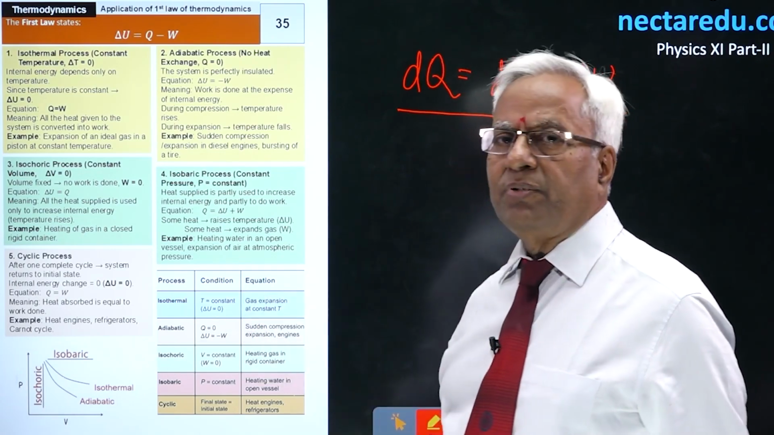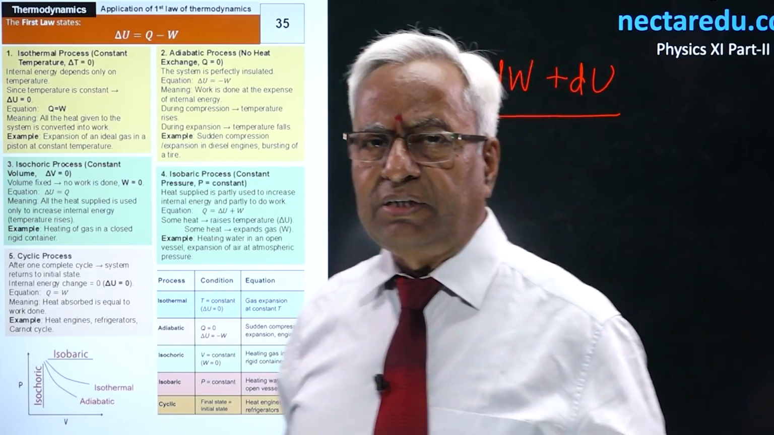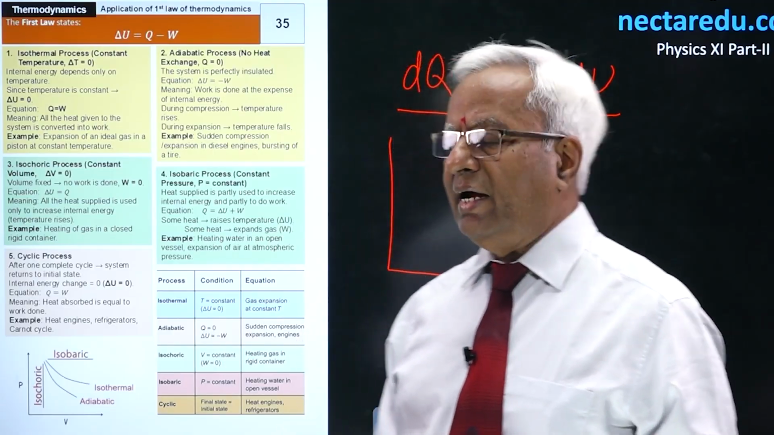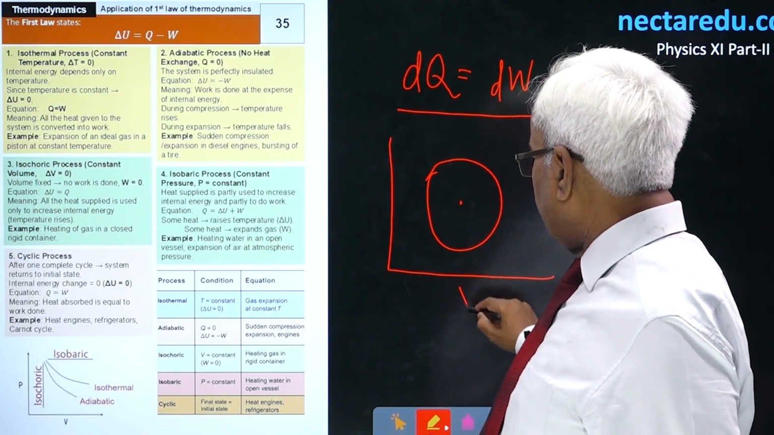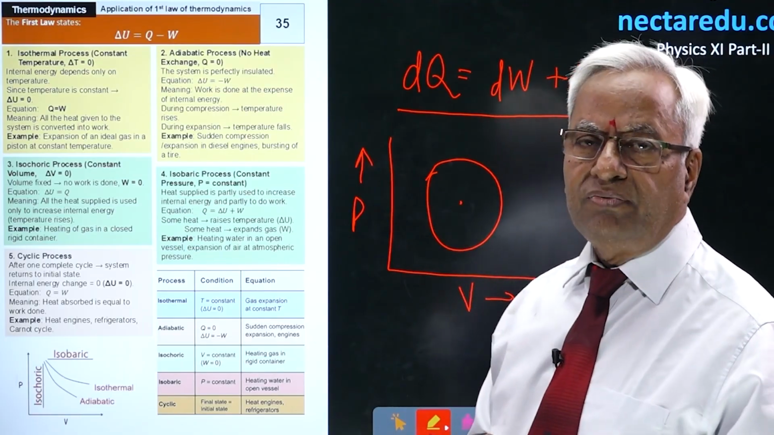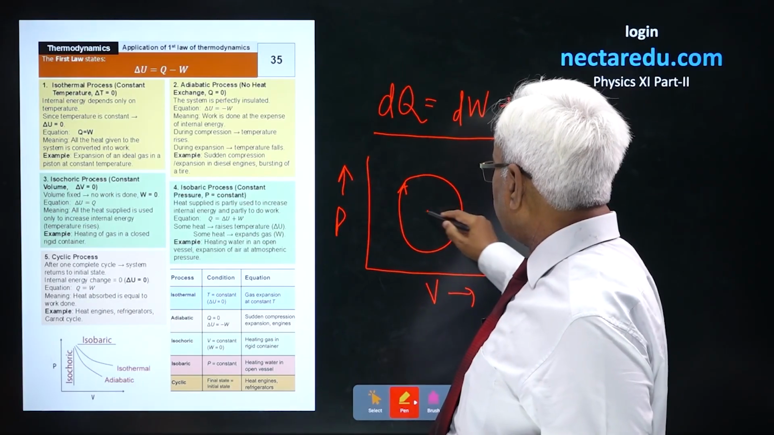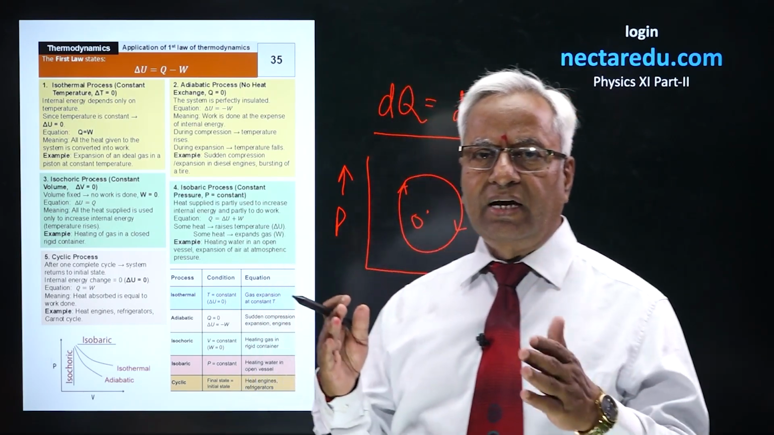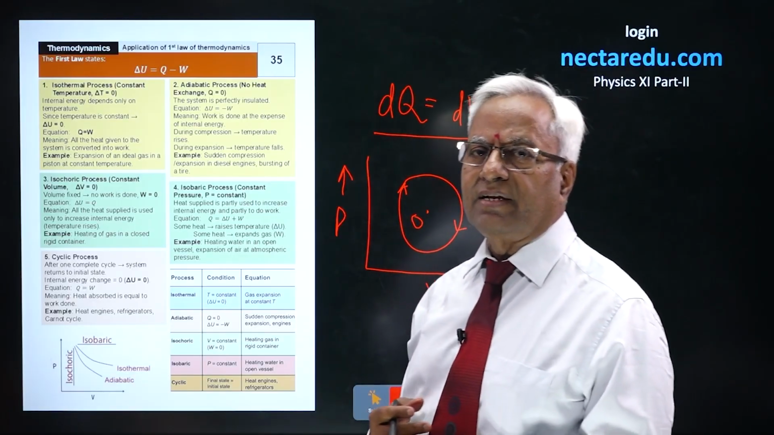Then the cyclic process, already elaborated. These processes are represented by some loop or enclosure on the PV diagram, and suppose this is circular, then the area enclosed by, see, this is a circle on the PV graph. This is a closed circle. It is going to represent a cyclic process. If you are interested in finding the work, you have to simply calculate the area enclosed by this circle. So that is the way of finding work done in a cyclic process.